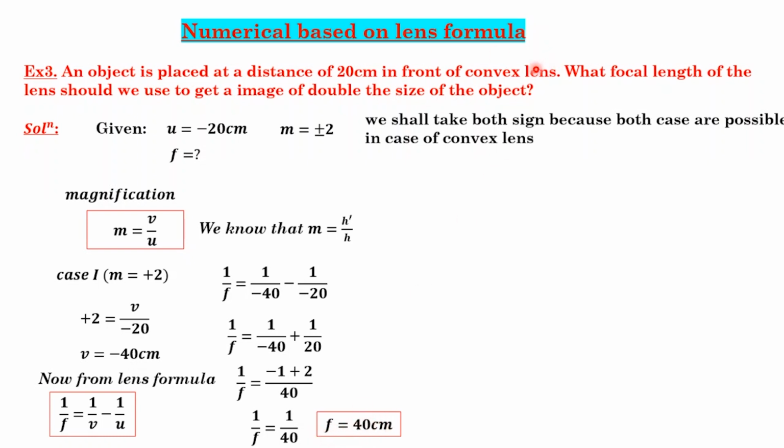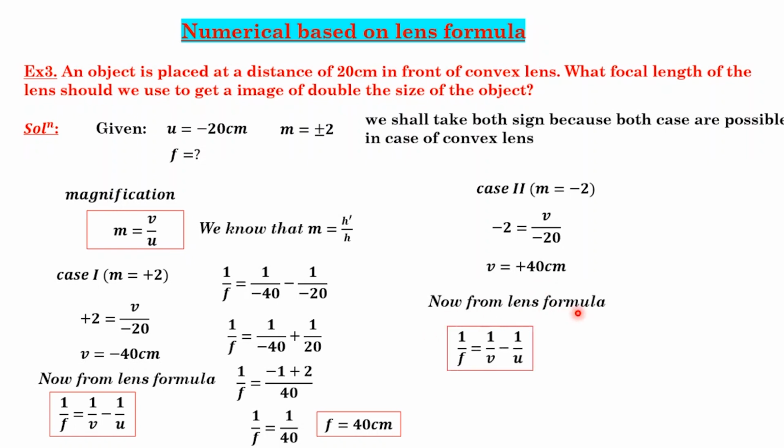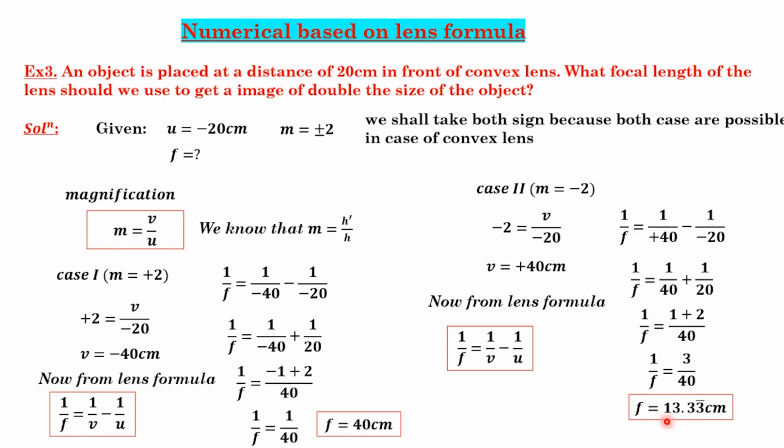Now here you can see the sign of f is positive. Okay, so we know that the focal length of a convex lens is positive. Now for the second case, m is minus 2. So put the value in this formula: minus 2 is equal to v upon minus 20. So v is equal to plus 40. Now apply the lens formula, which is 1 upon f is equal to 1 upon v minus 1 upon u. So 1 upon f is equal to 1 upon plus 40 minus 1 upon minus 20. So this minus minus will go plus and we will get f is equal to 13.33 centimeter. So this is also positive for this lens.